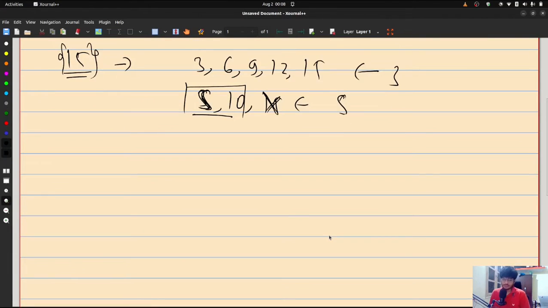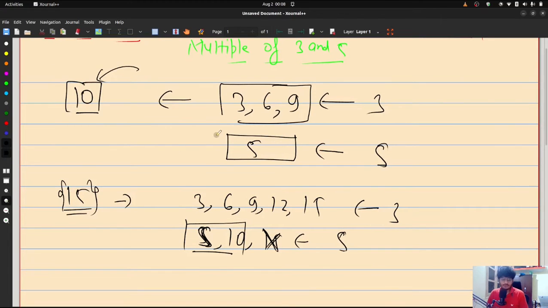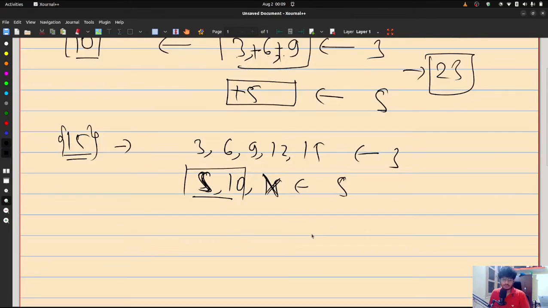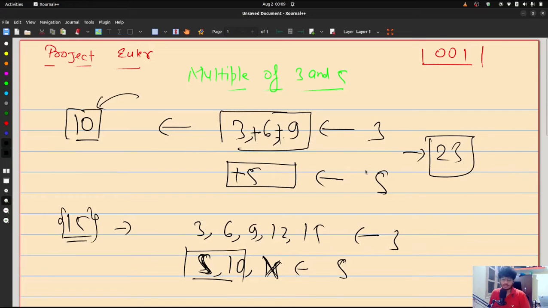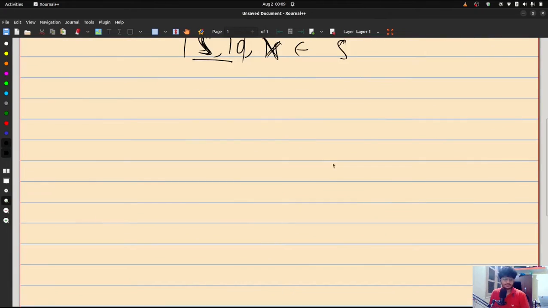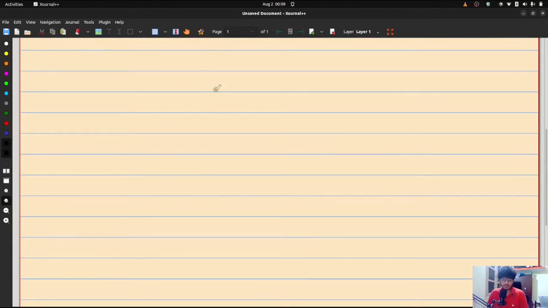So this is the question, and it is saying that we need to sum up these numbers and find their sum. So we are going to get what? 3 plus 6 is 9, 9 plus 9 is 18, and 18 plus 5 is 23. So for 10, our answer is 23, and it is the same as what is given in the question. So let's see how we can solve it.